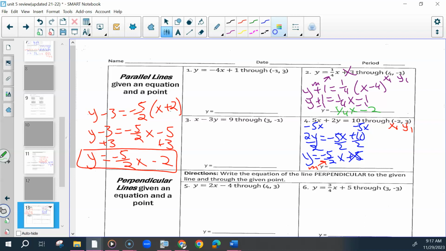Other questions on this page or the last? Other questions?